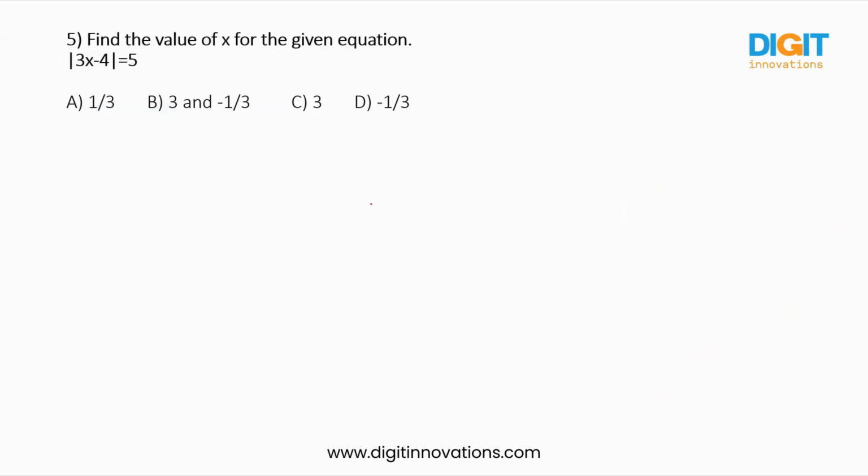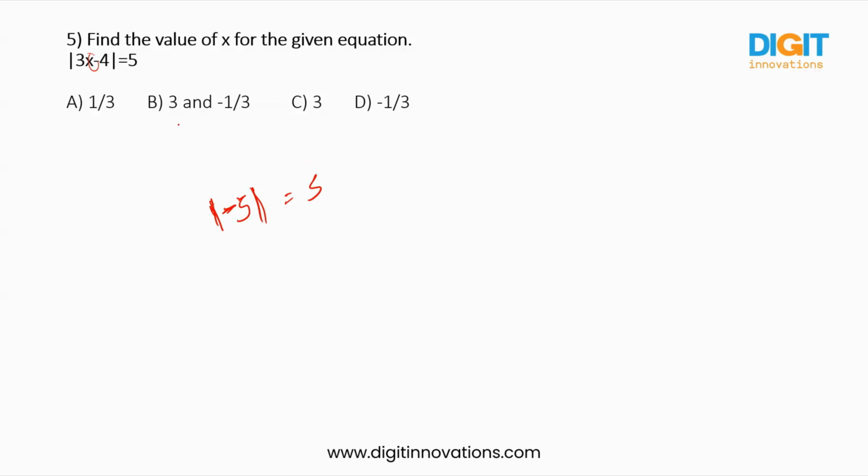Next one, find the value of x for the given equation. Whatever value you put in for x, you're going to get the final value as 5. If you solve this and put some value in x and get the answer as minus 5, this one is going to remove that minus sign. It will come as 5 only.